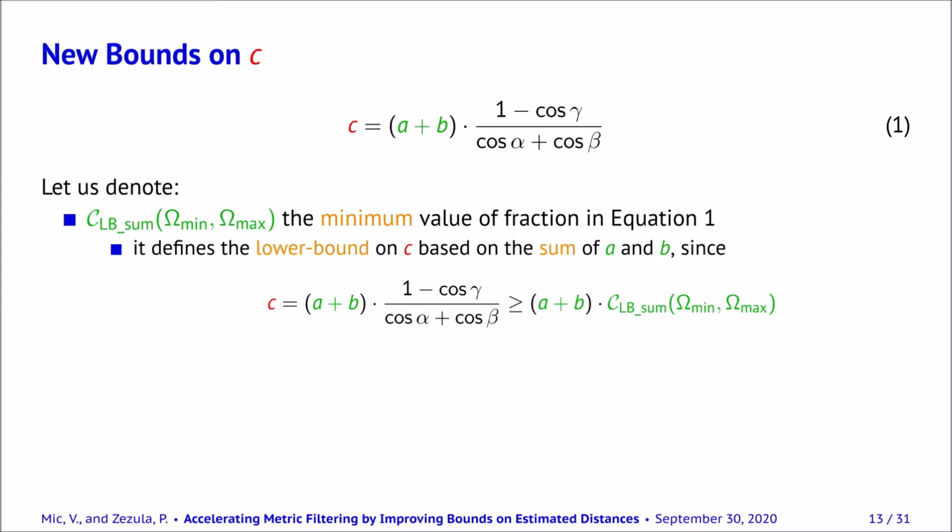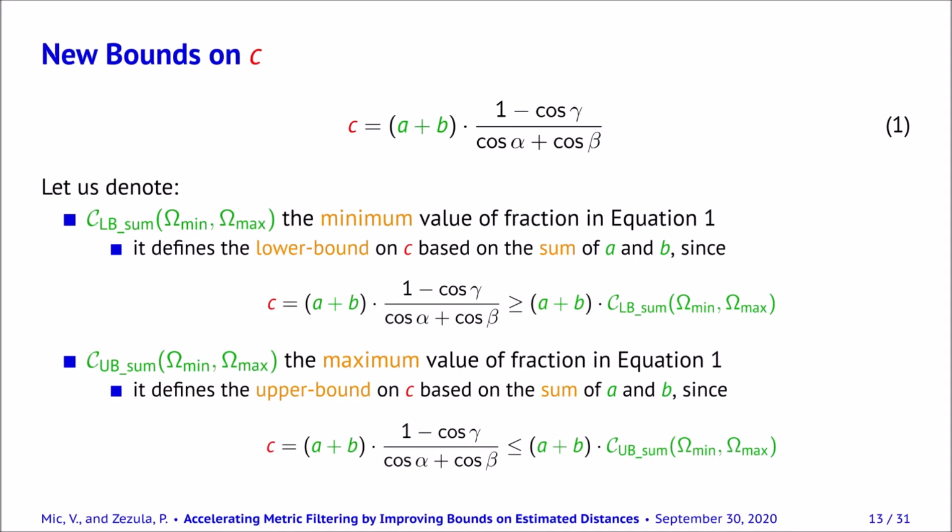Let's focus on equation 1. We denote CLB sum the minimum possible value of the fraction in equation 1. The notation suggests that this value defines the lower bound on C, which is based on the sum of A and B. Similarly, we denote CUB sum the maximum possible value of the fraction in equation 1. This value defines the upper bound on C, which is based on the sum of A and B.